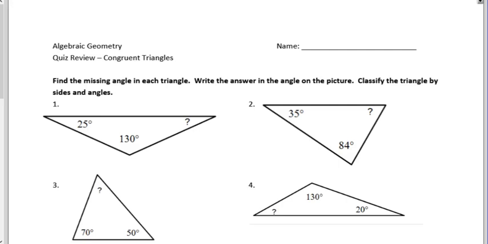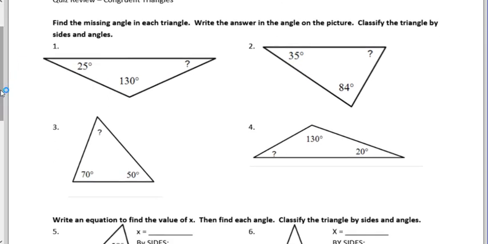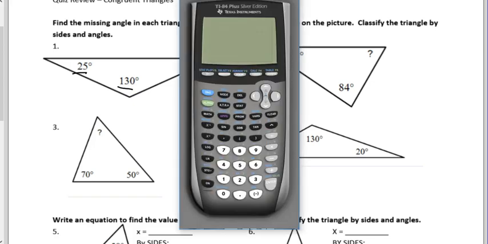All right. Review. So remember, a triangle has 180 degrees inside of it. All right? So if I have $180 to spend at 3 stores, and I spend $25 here and $130 here, there's 2 ways to go about this.